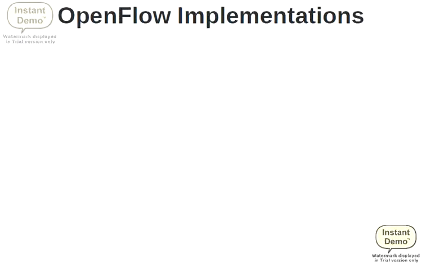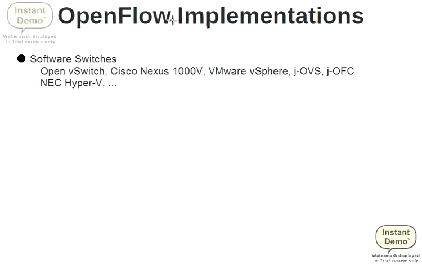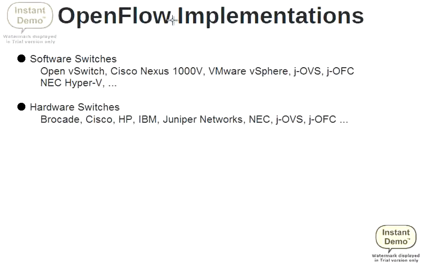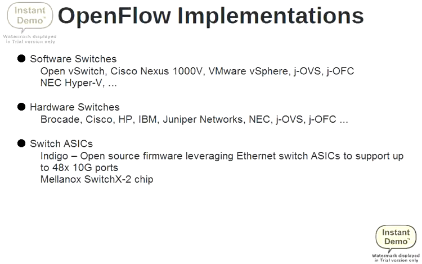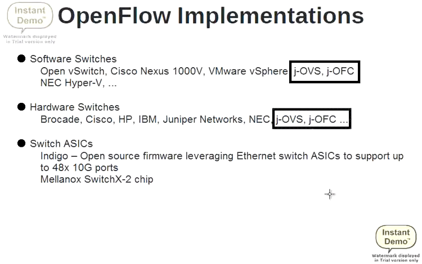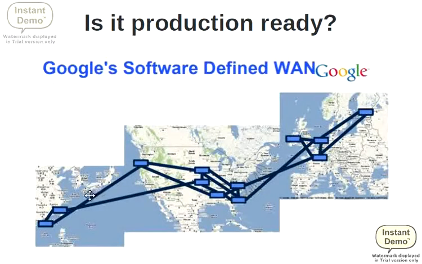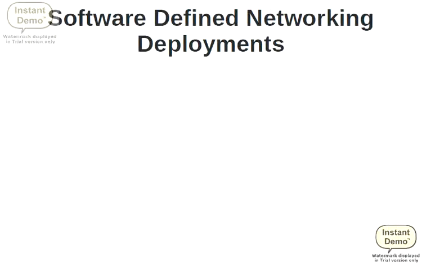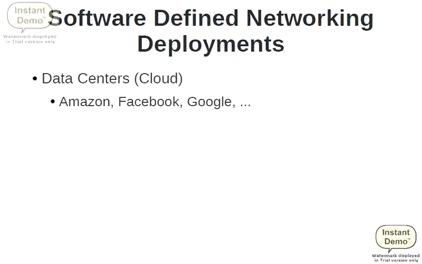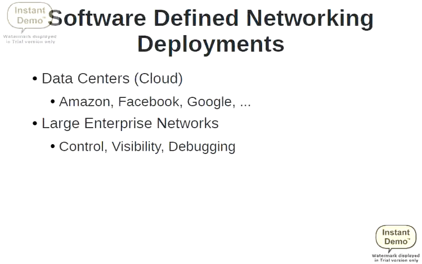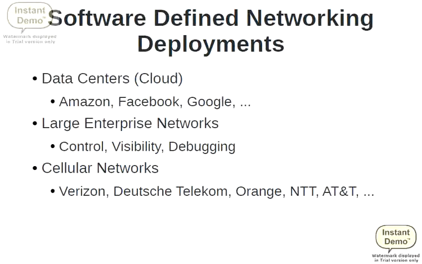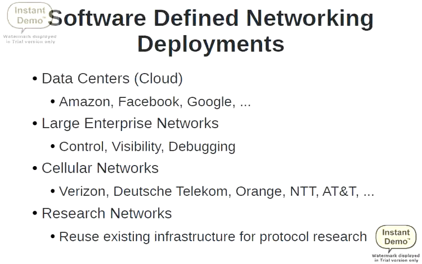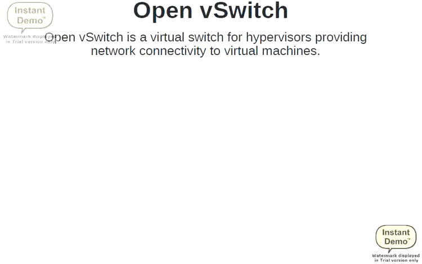Now we discuss OpenFlow implementations. Here you can see a number of software switches are available, a number of hardware switches are also available, and a number of switches that support ASIC technology are also available. Here two switches, JOVS and JOFC, are software switches, and hardware switches are both available with SDN support. Google also works on SDN. Now we discuss software defined networking deployments. SDN is deployed in big data centers on cloud based networks like Amazon, Facebook, and Google, in large enterprise networks, cellular networks, meaning telecommunications networks, and research networks. These are the places where we deploy SDN.